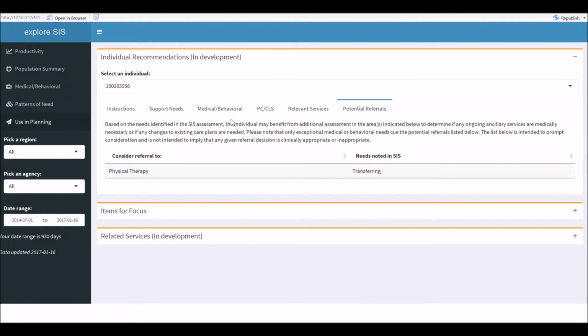So anyway, as I said, this is a prototype, it's in development, and it's meant really to spur thinking about how this information could and should be used as part of the person-centered planning process. And we absolutely welcome thoughts and ideas and tweaks, because this is by no means finished.